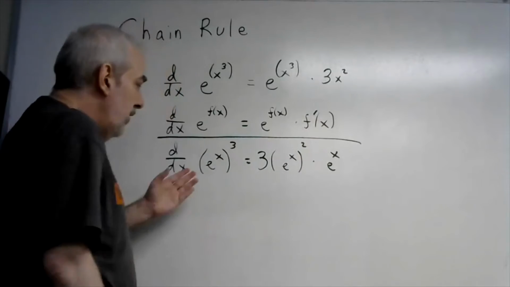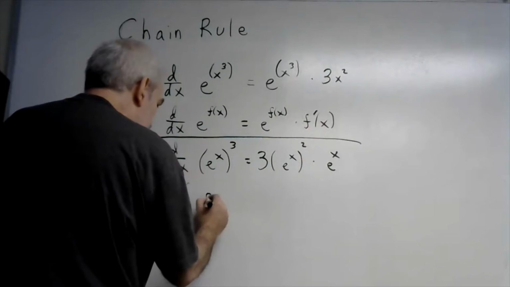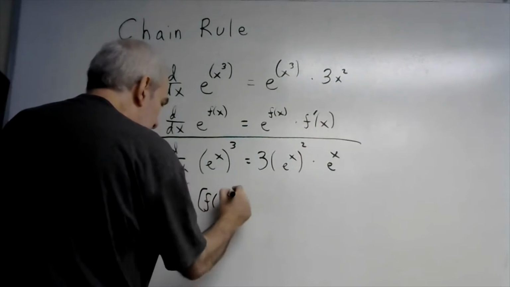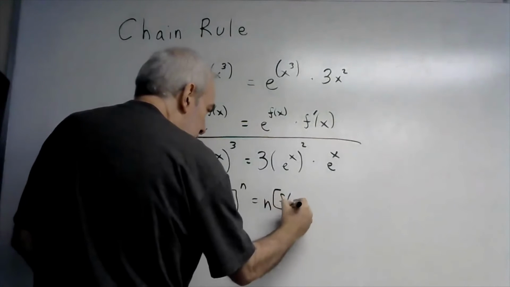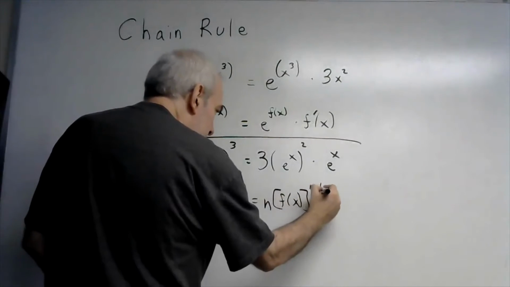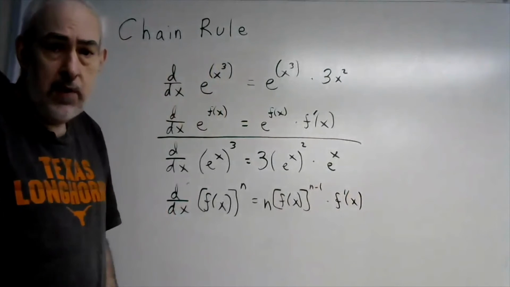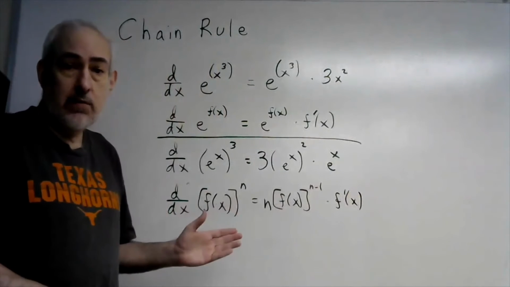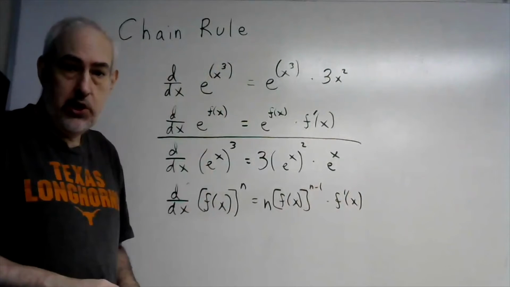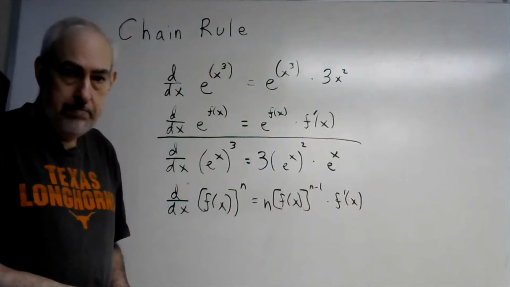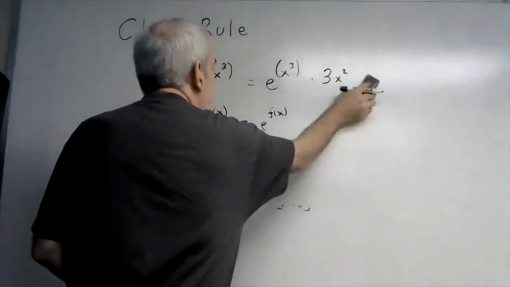So you can generalize this rule to be: whenever you have the derivative of any function raised to the nth power, you bring down the power, reduce the power by 1, and then multiply by the derivative of the inside. Some textbooks call this the general power rule, but it's really just an application of the chain rule. Okay, so let's do one or two more examples.